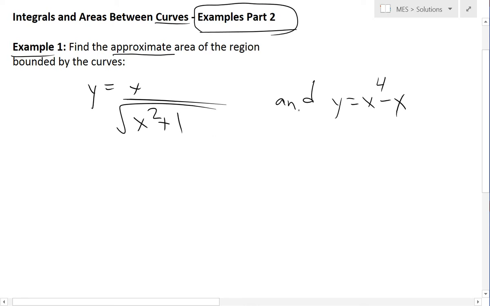Now, like I showed in my earlier video on examples part 1, to find out where these are bounded, we would have to find at which point these two curves intersect, and to do that we would have to equate them and find for which x values both functions are equal. So we'd have to equate them. So we go x divided by square root of x squared plus 1 equals x to the power of 4 minus x.